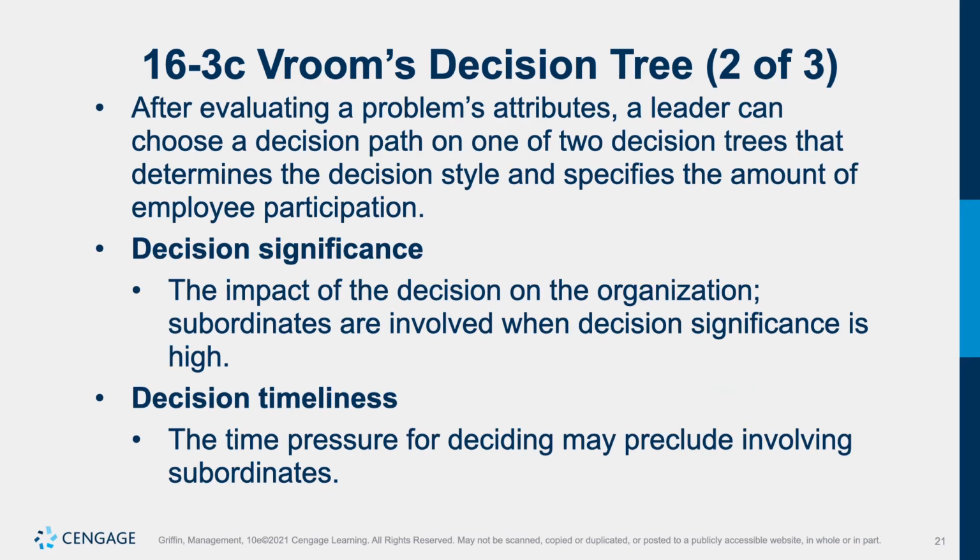Further on the Vroom's decision tree approach, we find out that after evaluating a problem's attributes, a leader can choose a decision path out of those two decision trees that determines the decision style and specifies the degree of employee participation. So the considerations will be: one, what's the significance of the decision that is to be made, right? The impact of the decision on the organization. Subordinates are involved when decision significance is high.